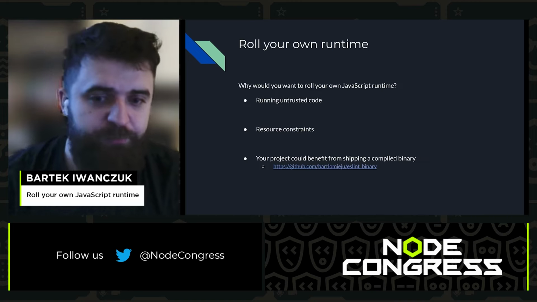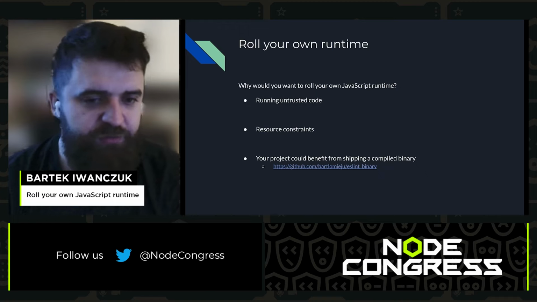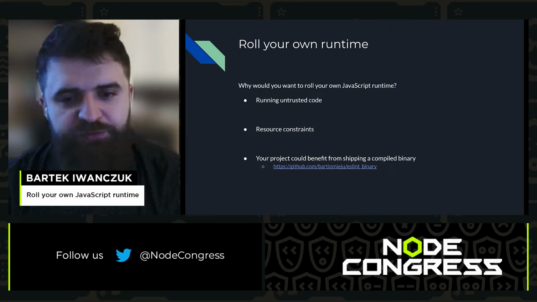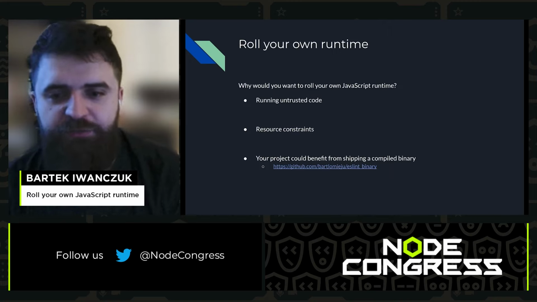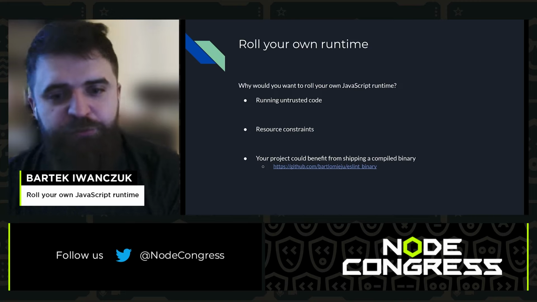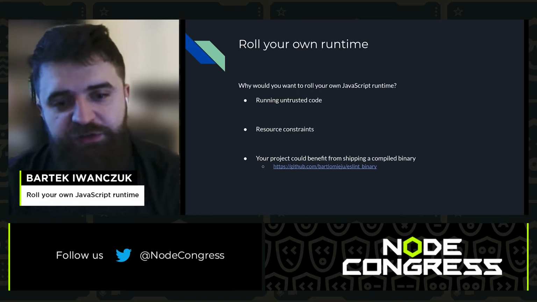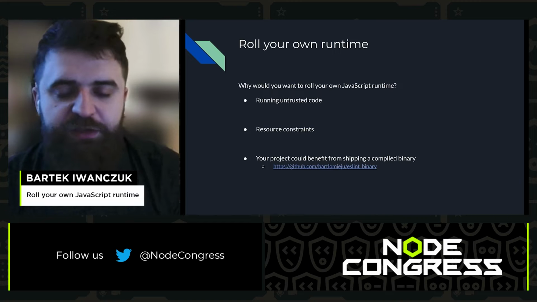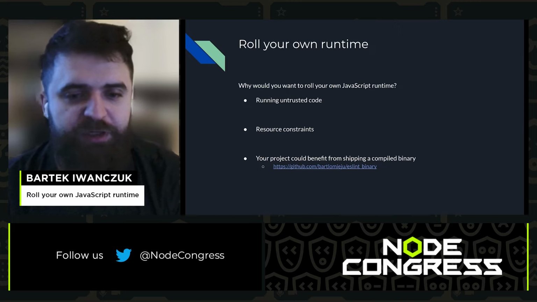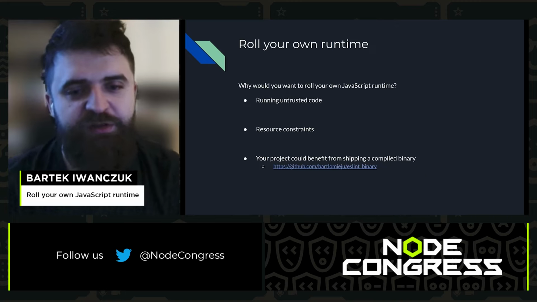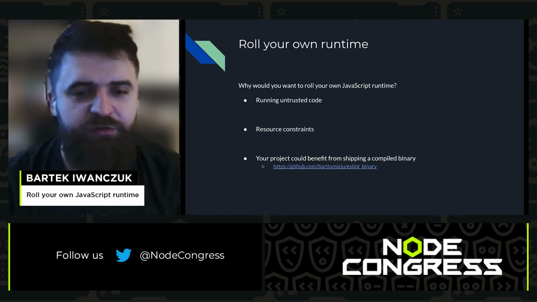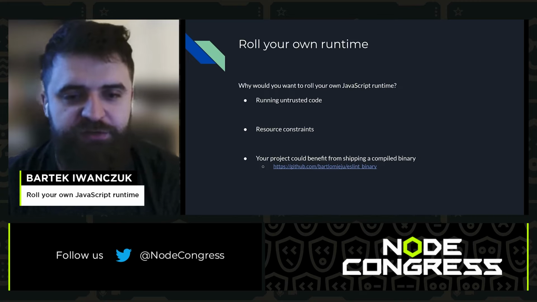Or lastly, maybe your project could benefit from essentially shipping a self-contained single binary. You can already do this with Deno, but sometimes you maybe want to customize it a bit more, or again, remove some of the fat that is not needed in your particular use case. Right here, I linked you to a side project of mine where I try to wrap ESLint into a binary file that uses the same technologies we're going to be using in this example.